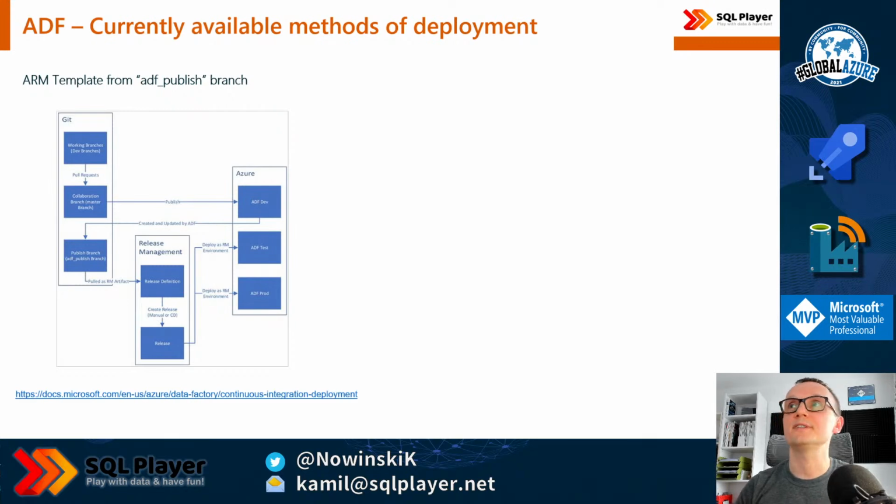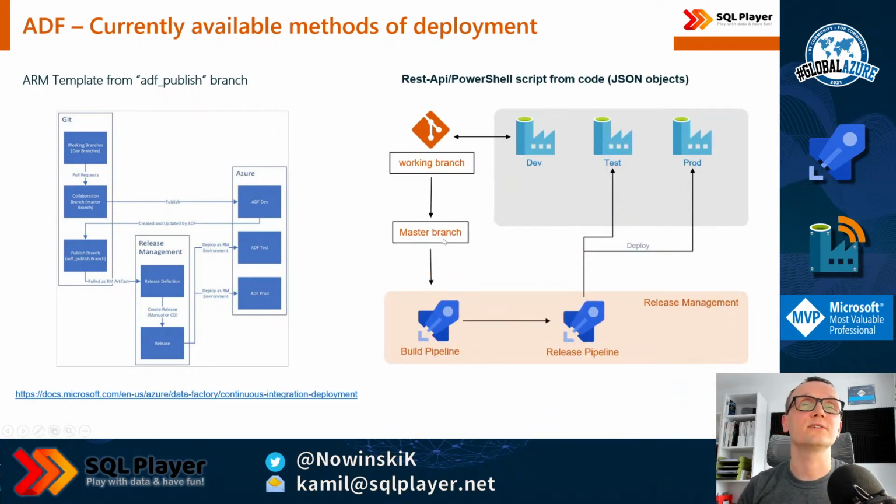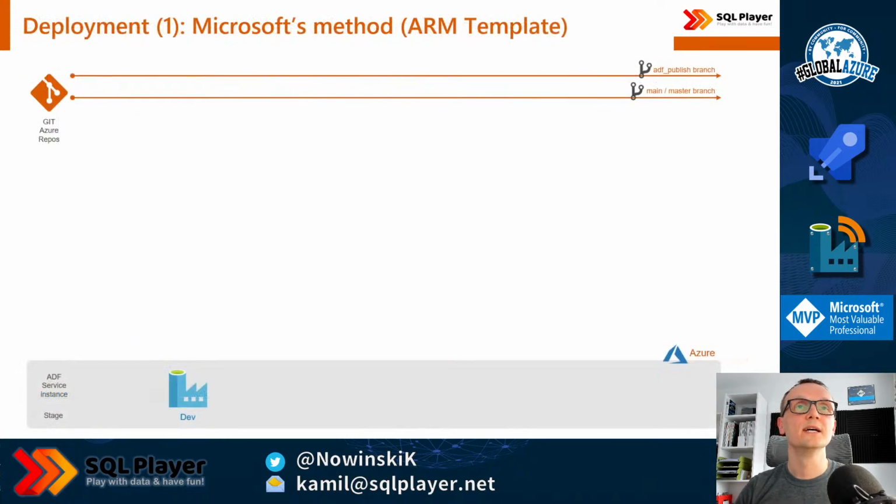The other method is to deploy Azure Data Factory from code, directly from code, because Azure Data Factory behind the scenes is represented as JSON files. Each object in Azure Data Factory has its own JSON file, and going through all the files one by one, you can use a REST API or PowerShell cmdlets and publish those objects to the target instance of Azure Data Factory. Okay, so let's have a look at those things in detail.